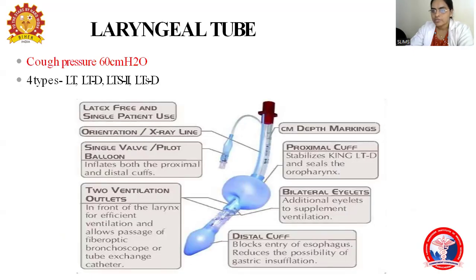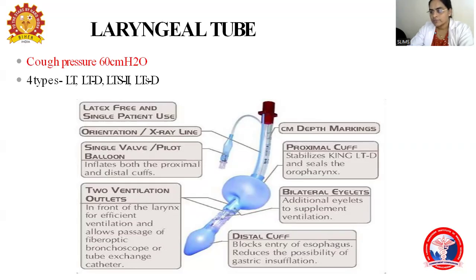This is the laryngeal tube, where the cuff pressure is 60 centimeters of water, and there are four types of it: laryngeal tube, LTD, LTS2, LTSD. It is also latex-free and single-use, single patient use. Its orientation can be seen in X-rays. It has a single valve pilot balloon, which inflates both the proximal and the distal cuff.